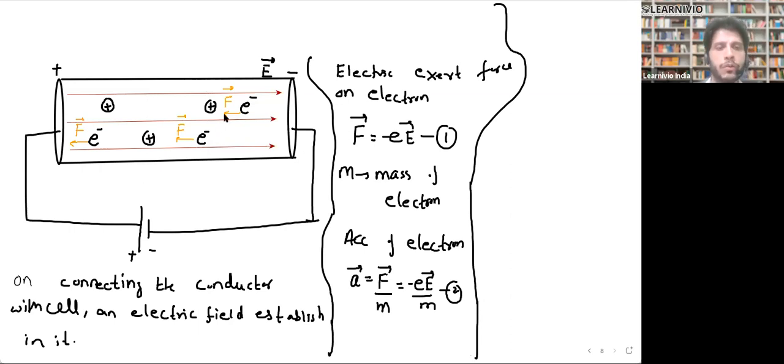Now, you have various electrons in the conductor. So all electrons will experience this force. All electrons will have the same acceleration because the electric field is the same. All electrons are identical. All will experience the same force.